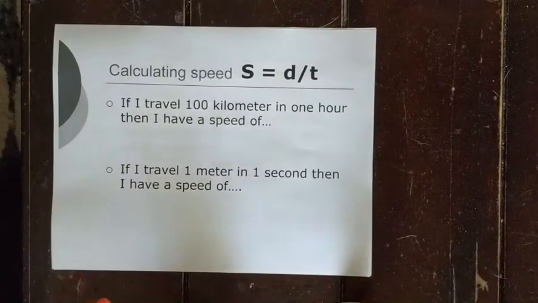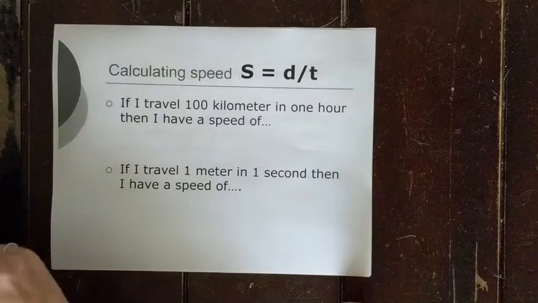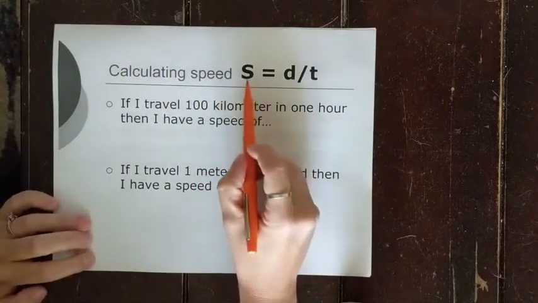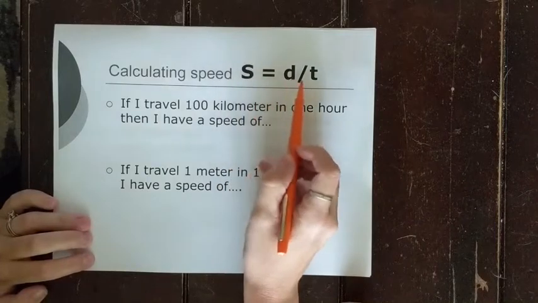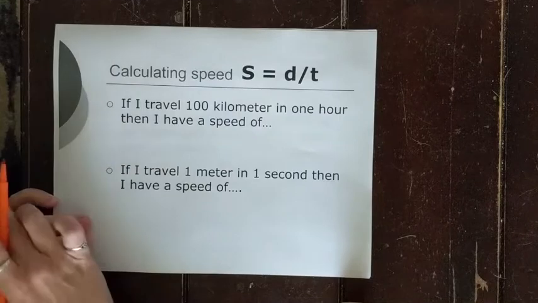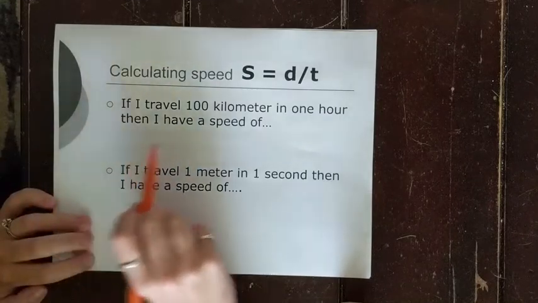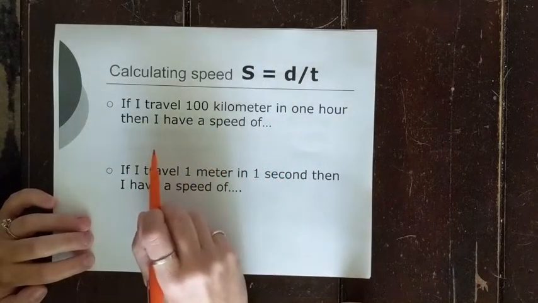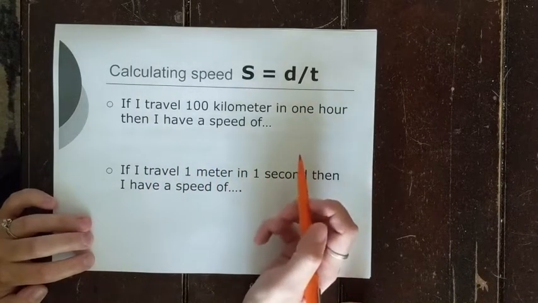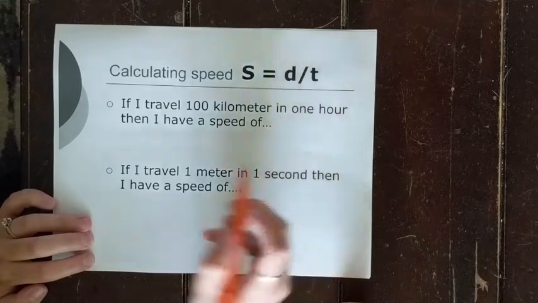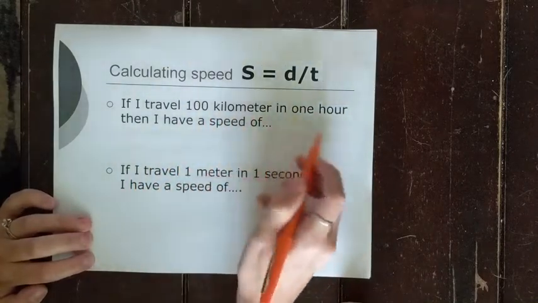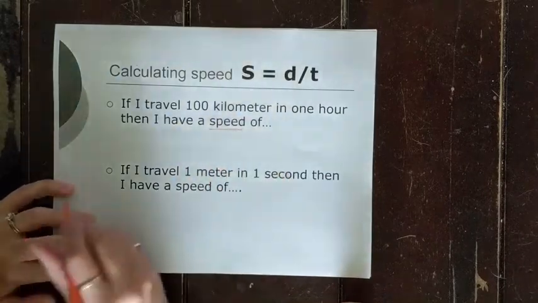Okay, so let's take some time to figure out how to calculate speed, or average speed. So I have the equation here. Speed is equal to distance divided by time. So let's start with two very simple examples. If I travel 100 kilometers in 1 hour, then I have a speed of... So the first thing we want to figure out is what are we looking to solve for? We have two numbers, and it says I have a speed of blank. So we're looking for speed.